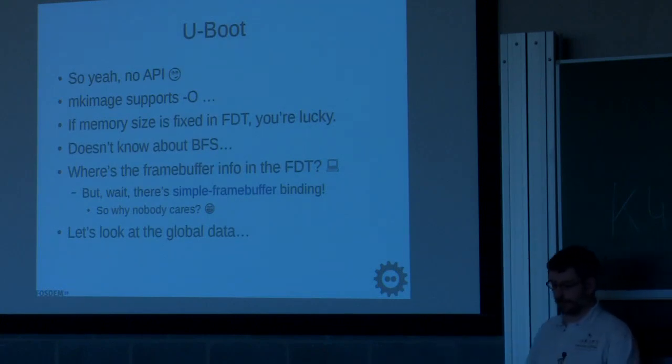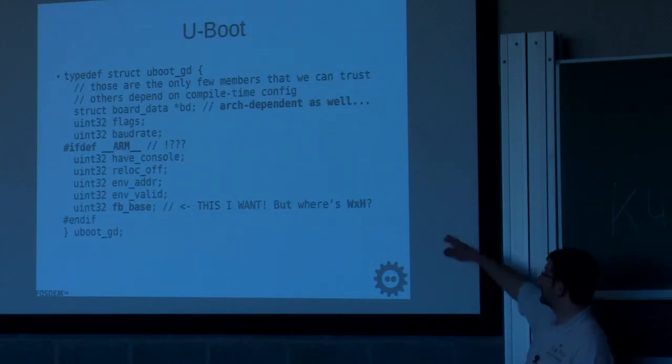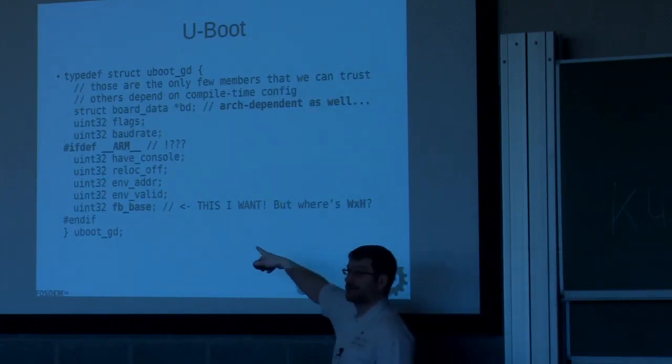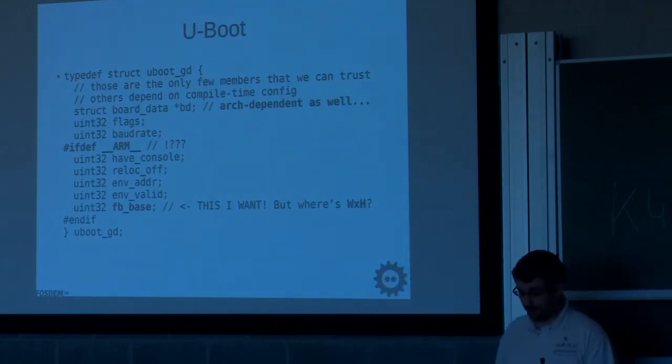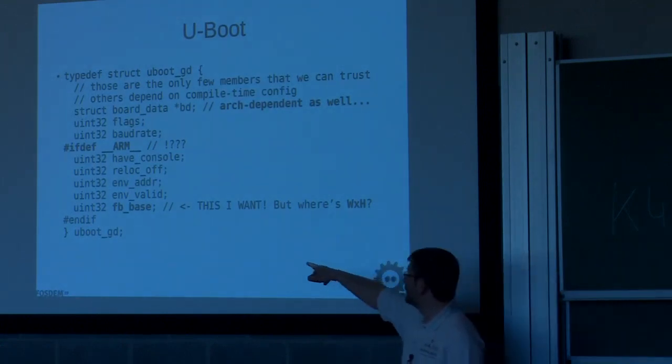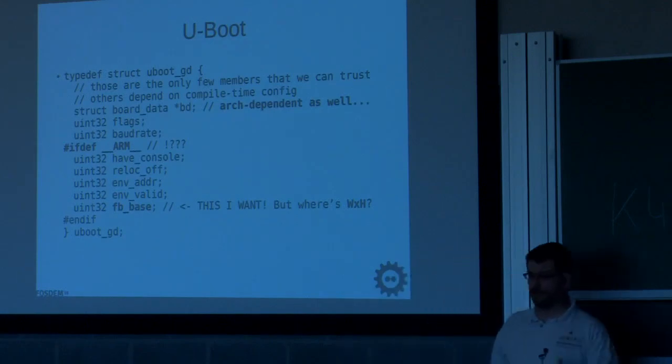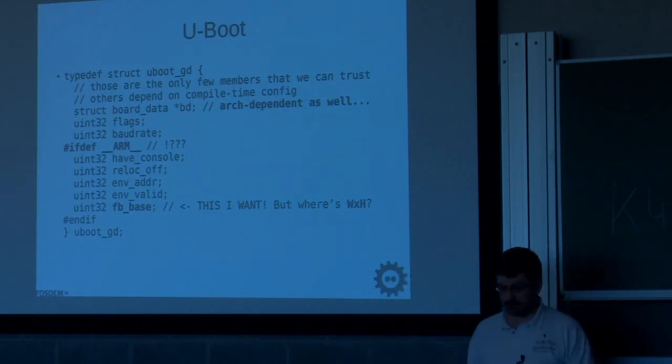So let's look at the global data. So it's a nice structure with architecture dependent stuff. At least we get the frame buffer base, but what's the geometry of it? We don't know.